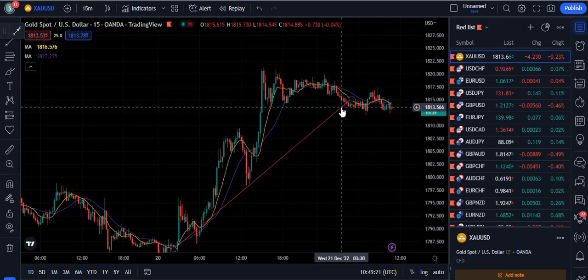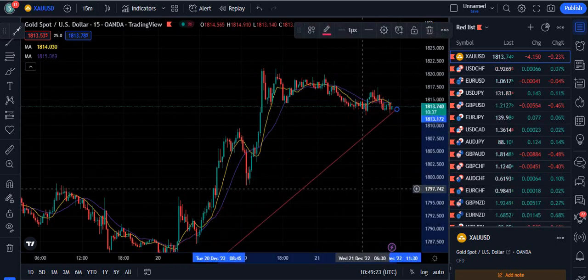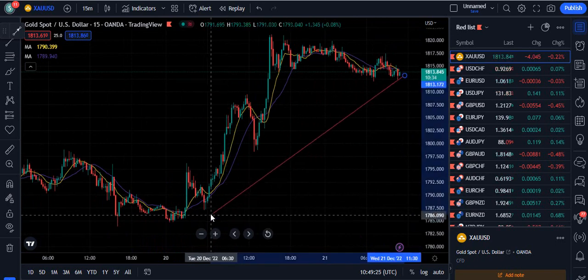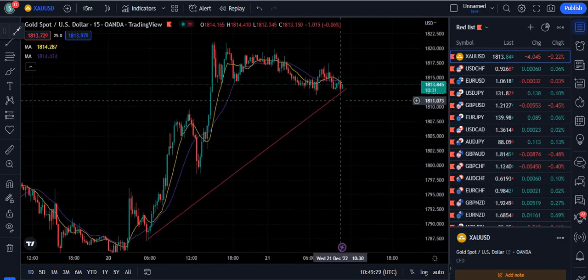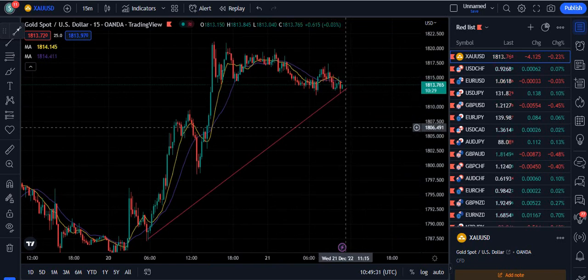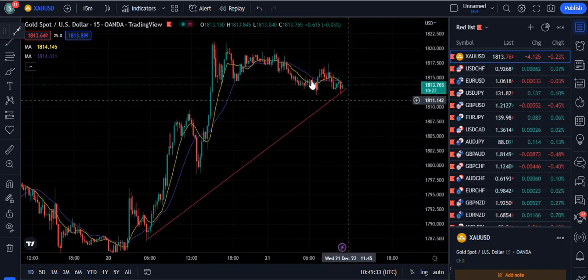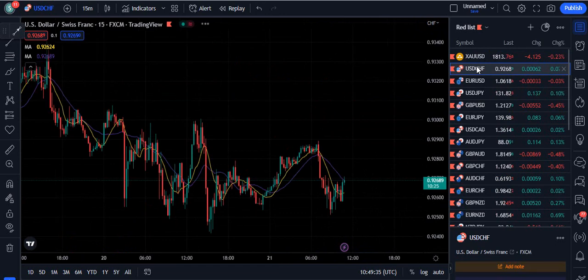Okay, now for example, I'm going to set up this trend line like this with this point. You can set up like this. So when you have a break from this trend line below and you have a bearish crossover, simply go and trade in the bearish direction. Okay, and let me show you other pairs.